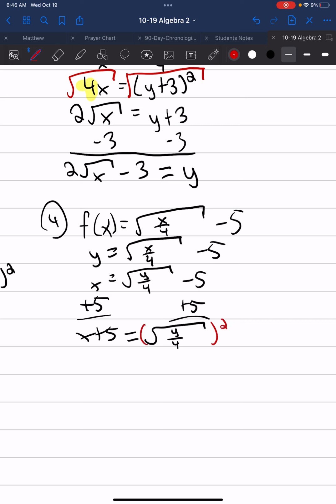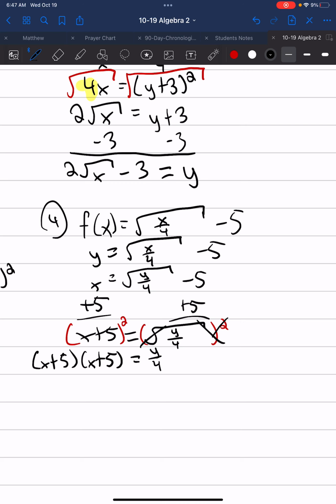I square it on both sides. But notice, you have to square the entirety of both sides. So right here, got x plus 5 squared. And remember, squared means anything times itself, which you know, but this is saying x plus 5 times x plus 5 equals, these cancel out, y over 4.